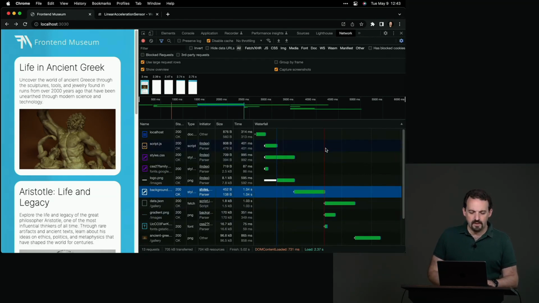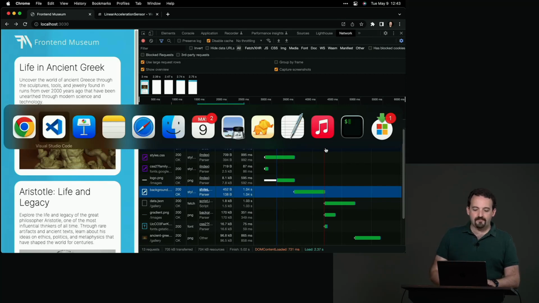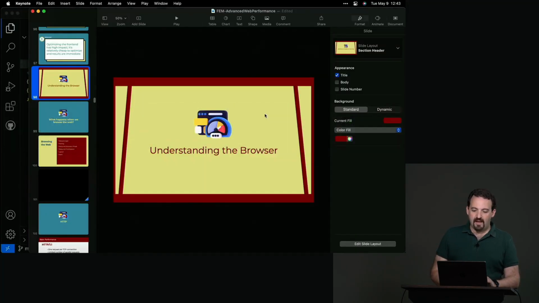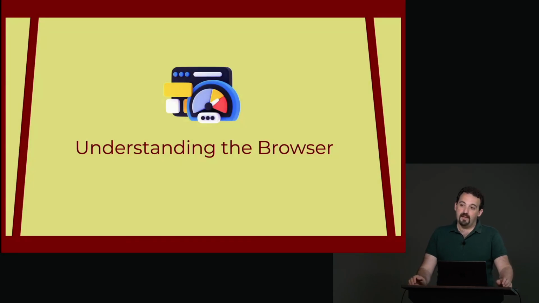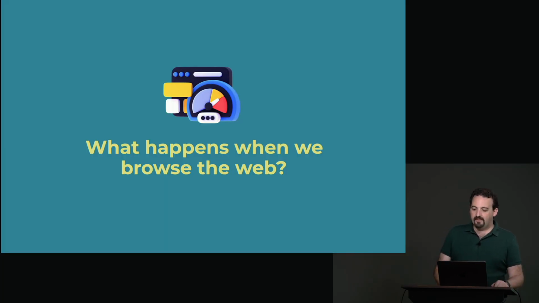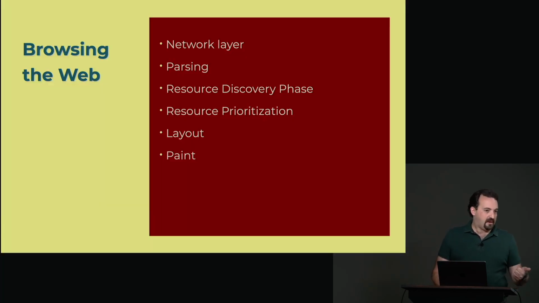Cool. Now that we have that, let's go back to the slides and let's understand how the browser works. I'm not going to get too deep here, but enough to understand web performance solutions or tips and hacks. So why we are going to do some things. So what happens when we browse the web? So we need to talk about the network layer quickly. We're not going to get too deep into the fundamentals of networking, but at least basic enough to understand what's going on.